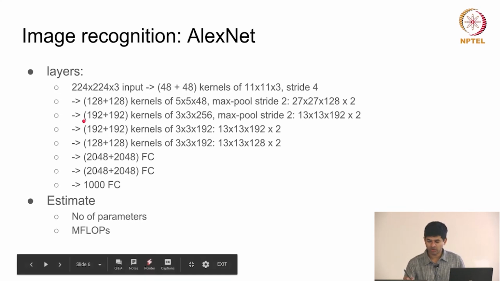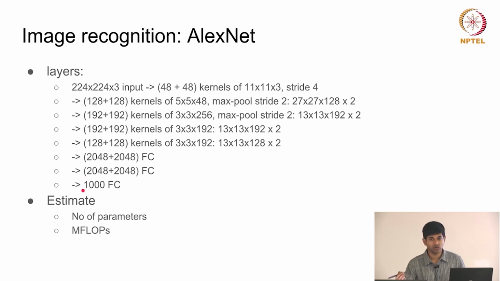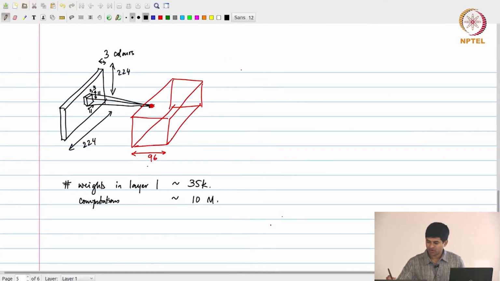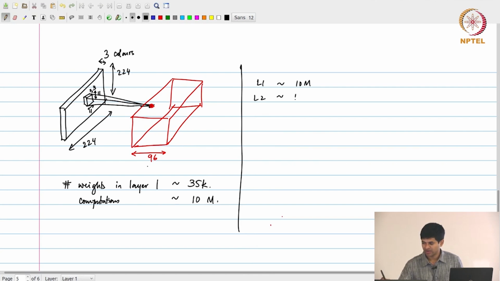After that, you have 4 more such convolutional layers, and then you have 3 so-called fully connected layers. A fully connected layer is literally, as the name suggests, you have n inputs, m outputs, n into m connections. So the number of connections is large, and the number of multiply adds is also correspondingly large. Once again, the bottom line is the total number of computations. Layer 1 is approximately around 10 million, layer 2 is approximately somewhere around 100 million, L3, L4, L5, all are in the region of 100 to 200 to 50 million or so, right?